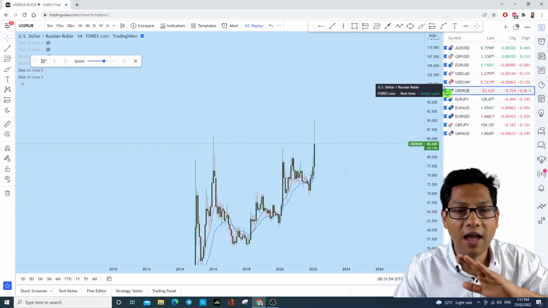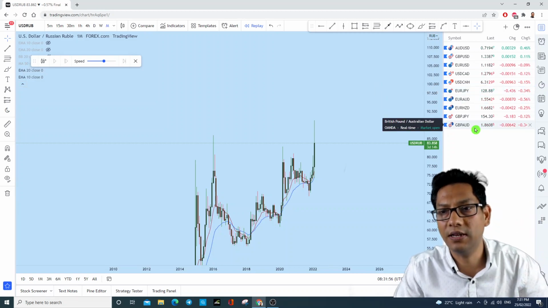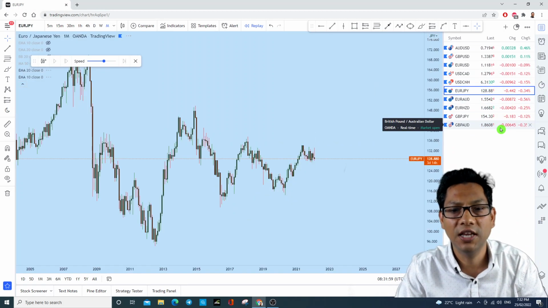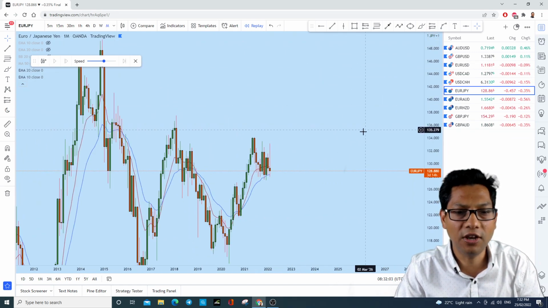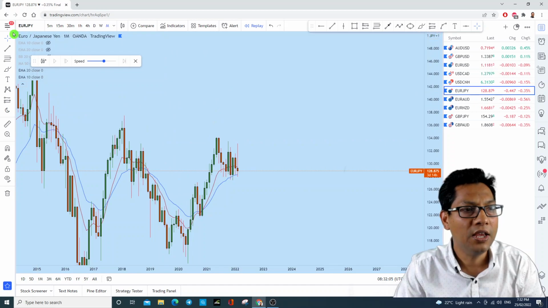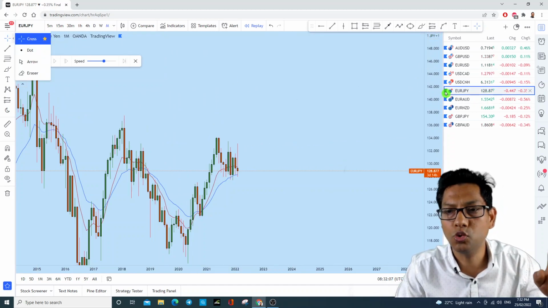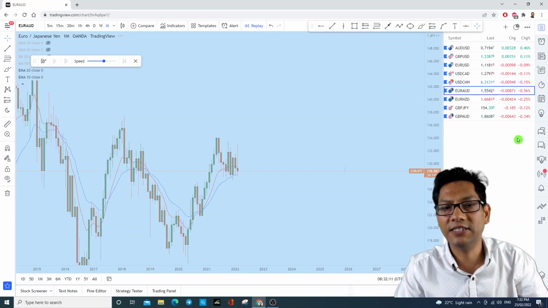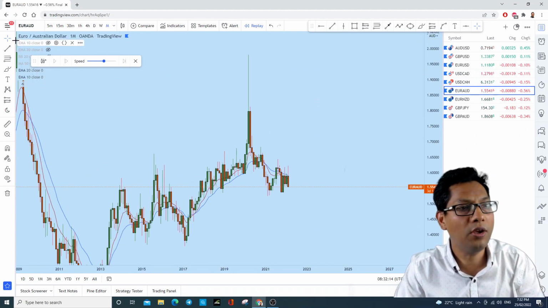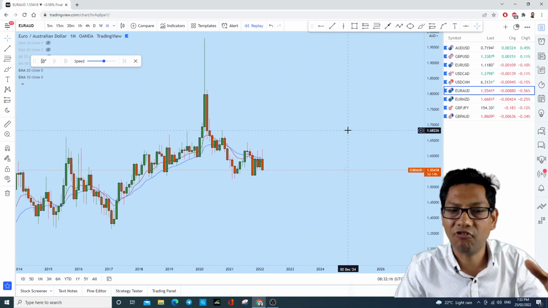Ruble is extremely unpredictable. Remove it from the watch list. Let's see Euro JPY and what kind of price action it is creating. Euro JPY, leave it because we are considering Euro Dollar. We will remove Euro JPY. Let's see Euro AUD. Now Euro AUD is showing a good trading opportunity.